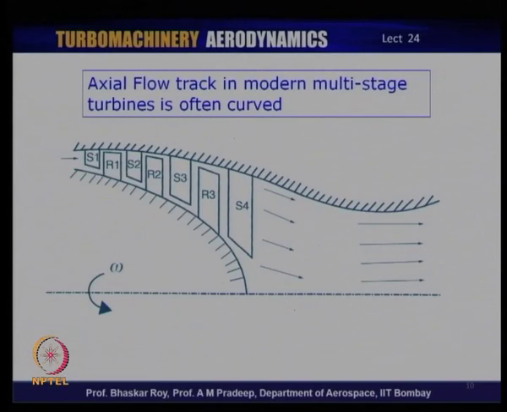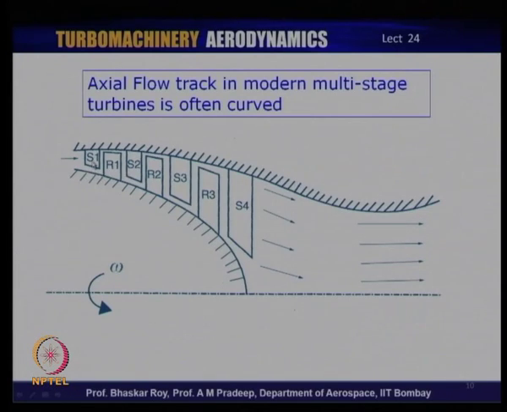The actual flow track in a modern multi-stage turbine also goes through not the kind of simple cone that we looked at. It often goes through this kind of a curved or curvilinear passage. We of course know from the simple continuity condition that the flow has to have an expanding or diverging flow track. That diverging flow track is likely to be a curved diverging flow track.